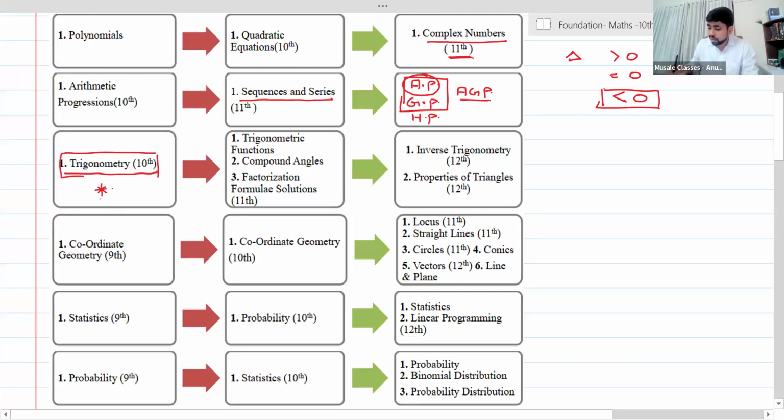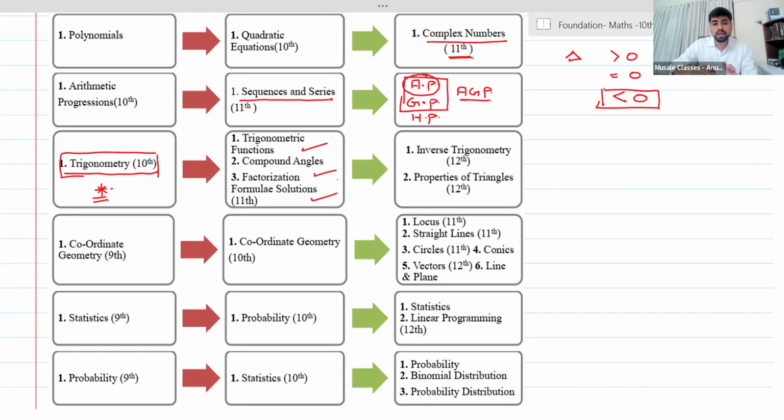Very important. And based on that itself, in 11th standard, we have three chapters on trigonometry. One is trigonometric functions, the other is compound angles, and the third one is factorization formula. If you understand these three chapters, based on that in 12th standard, again, we have two chapters. One is inverse trigonometry and the other is properties of triangles. So it's like a chain reaction, children. You understand your 11th standard very properly, you will understand your 12th standard properly. And yes, the 11th standard trigonometry's base is the 10th standard trigonometry.